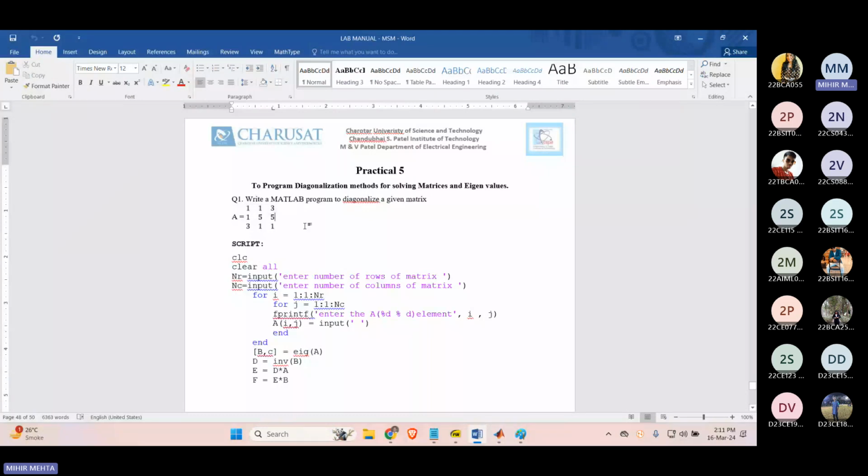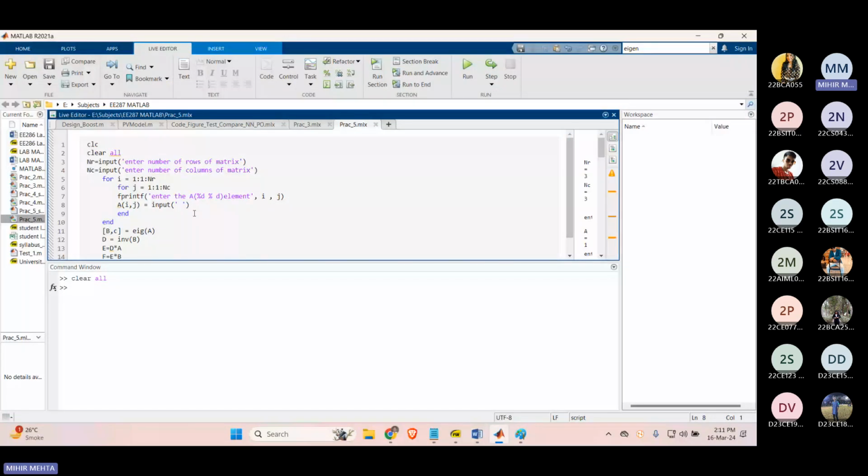So initially, let's say first I ask that I need an input. I'm using the word input here, and then I can enter anything which I want to be displayed to my user. So if I run this, let us run this first.